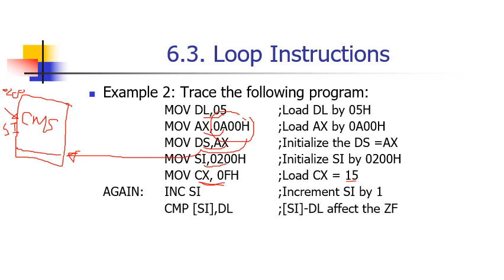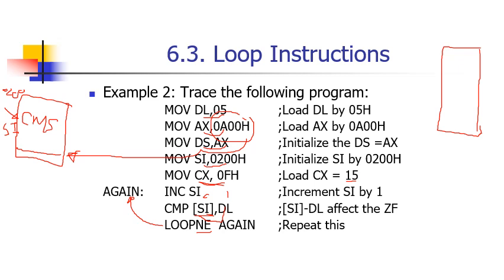Now you compare the value at this SI with the value inside your DL, which is 5. If they are not equal, if the value you picked is not equal to 5, you loop again.